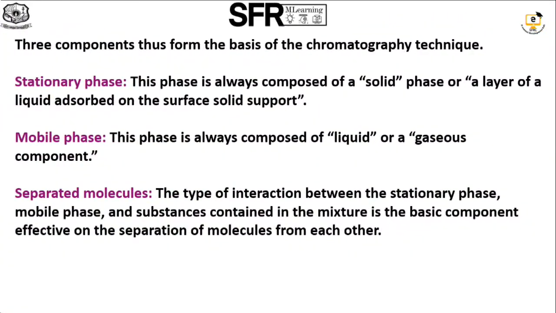There are three components that form the basis of the chromatography technique. First one is the stationary phase. It is very important. This phase is always composed of a solid phase or a layer of liquid adsorbed on the surface of a solid support. And the next, the mobile phase. This phase is always composed of a liquid or gaseous component. And the next, the separated molecule. The type of interaction between the stationary and mobile phases and the substances contained in the mixture is the basic factor effective in the separation of molecules from each other.